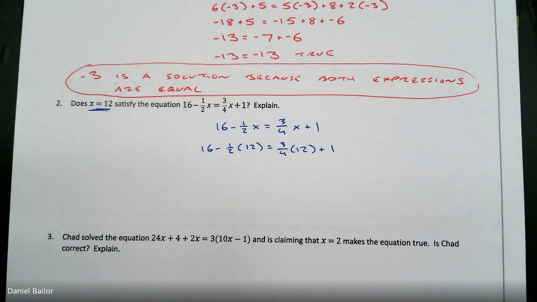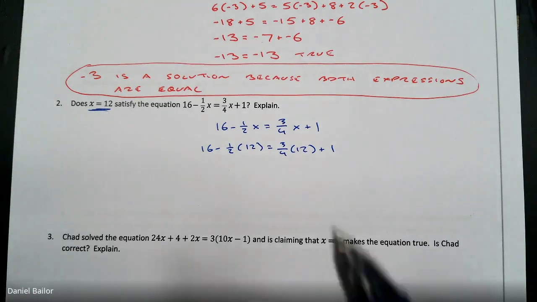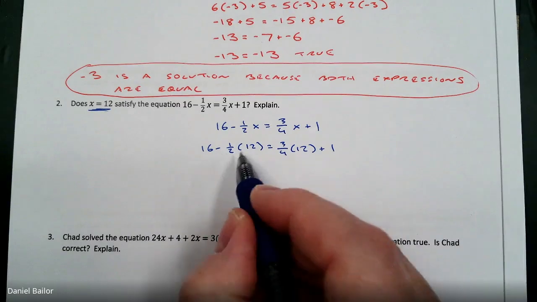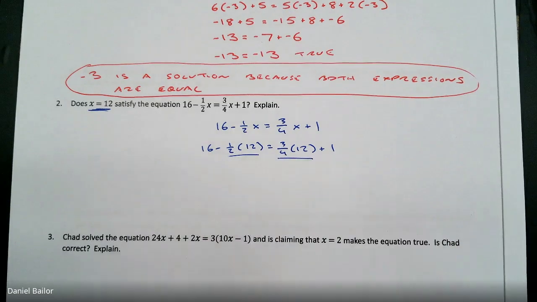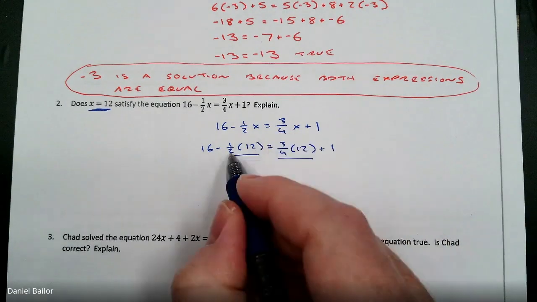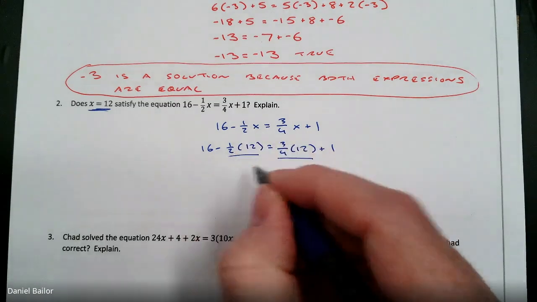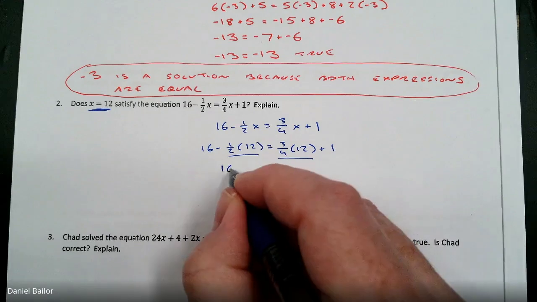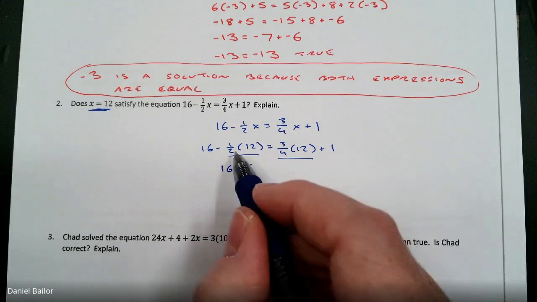Now, GEMDAS tells me I do my multiplication first. So I need to do this part and that part first. 1/2 times 12. Well, half of 12 is 6. So this turns into 16 minus 6. Half of 12.